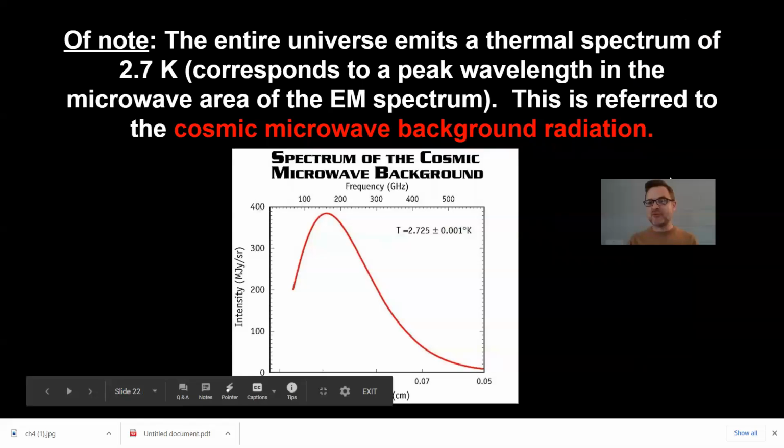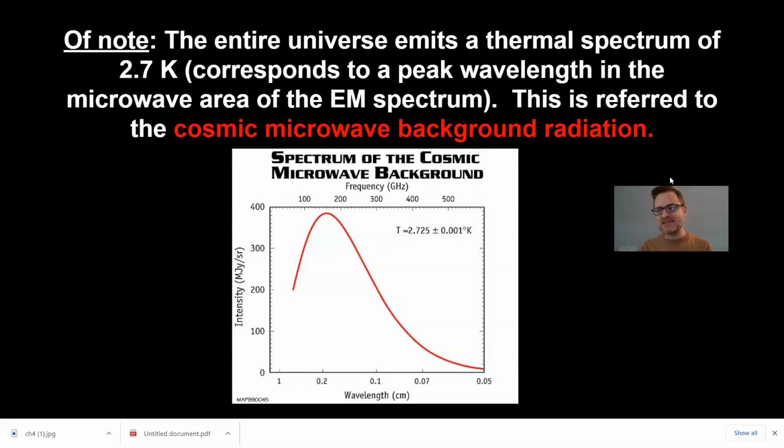Okay, so we're going to end with this slide. We're going to end with a mystery. We're going to end with a tantalizing fact about the cosmos. So of note, I'm going to read this to you word for word. This is huge. The entire universe emits a thermal spectrum of 2.7 Kelvin, which corresponds to a peak wavelength in the microwave area of the EM spectrum. This is referred to as the cosmic microwave background radiation.